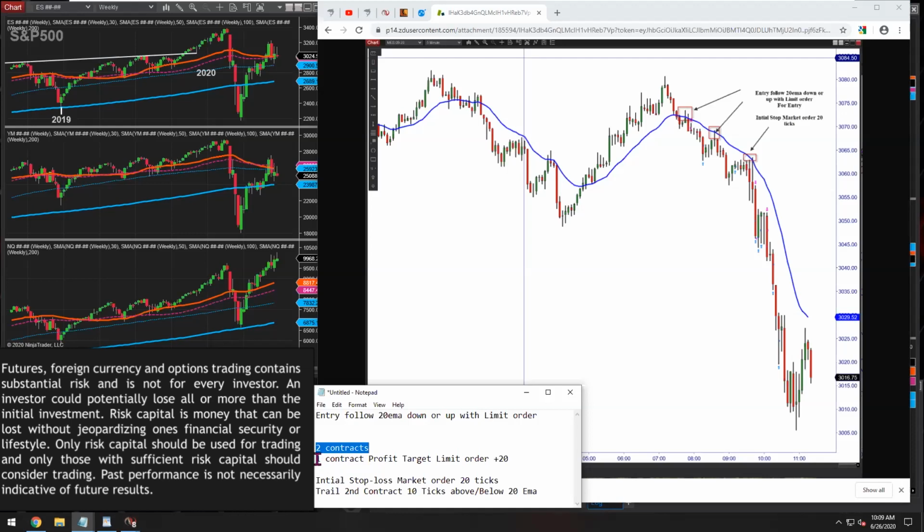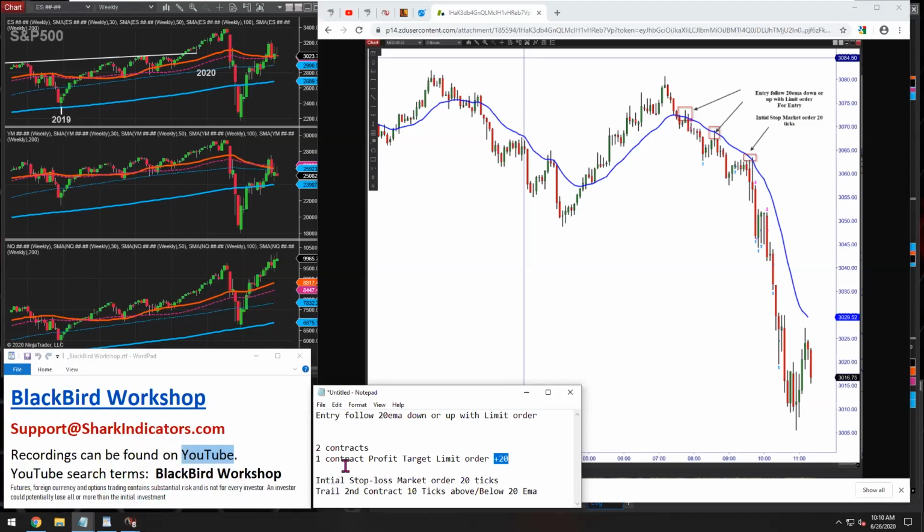So one of the contracts will have a profit target of 20 ticks there. And so we can see that the second contract isn't listed. So that must just be a runner. So we're going to assume that the second contract is a runner. And then the initial stop loss is going to be 20 ticks. And then it will trail.